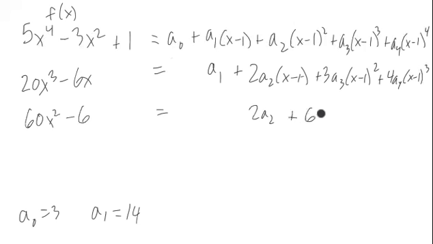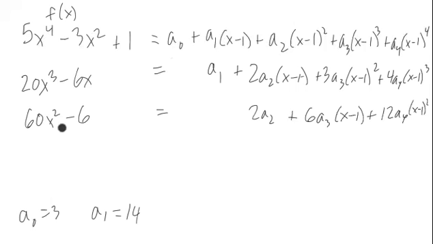Plus 6a3(x minus 1), and this is 4 times 3, which is 12a4(x minus 1) squared. So you plug in a 1, and this will go away. Over here, you plug in 1, you get 60 minus 6, which is 54.